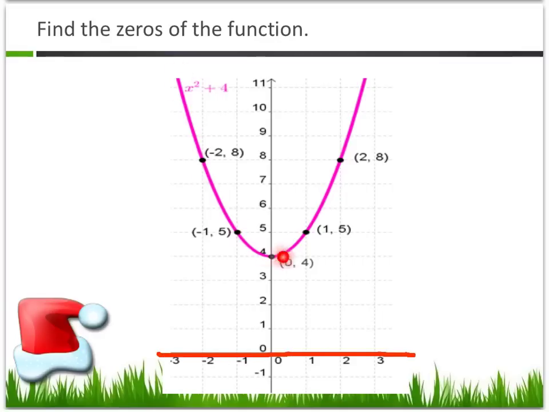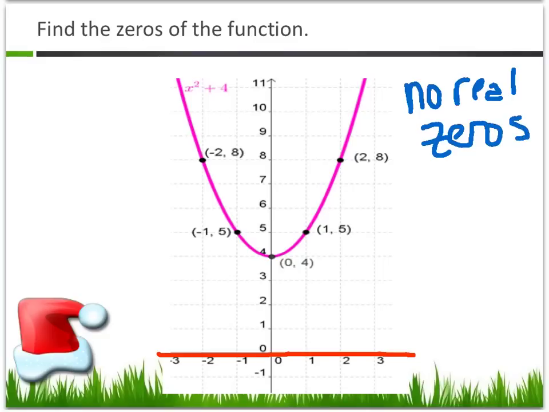Here's my function. Where do they intersect? They don't, right? They don't intersect. So the correct way to answer this question would be, what are the zeros? There's no real zeros. Okay? No real zeros to this function.